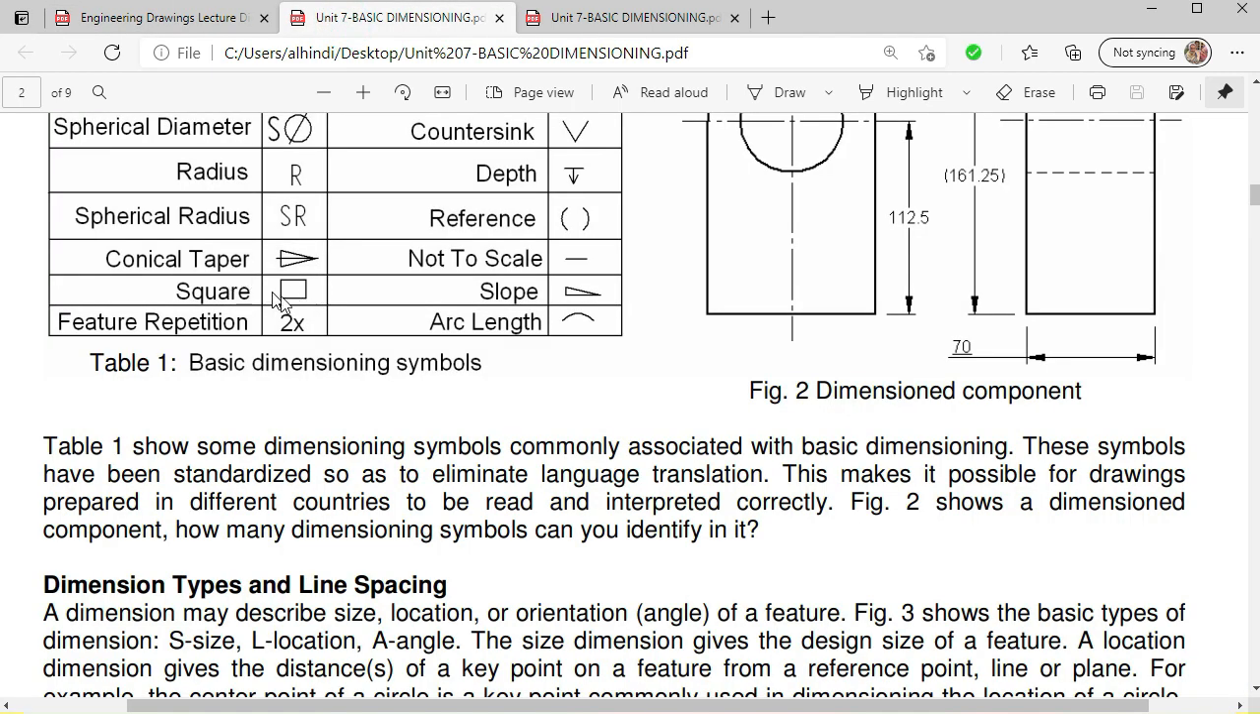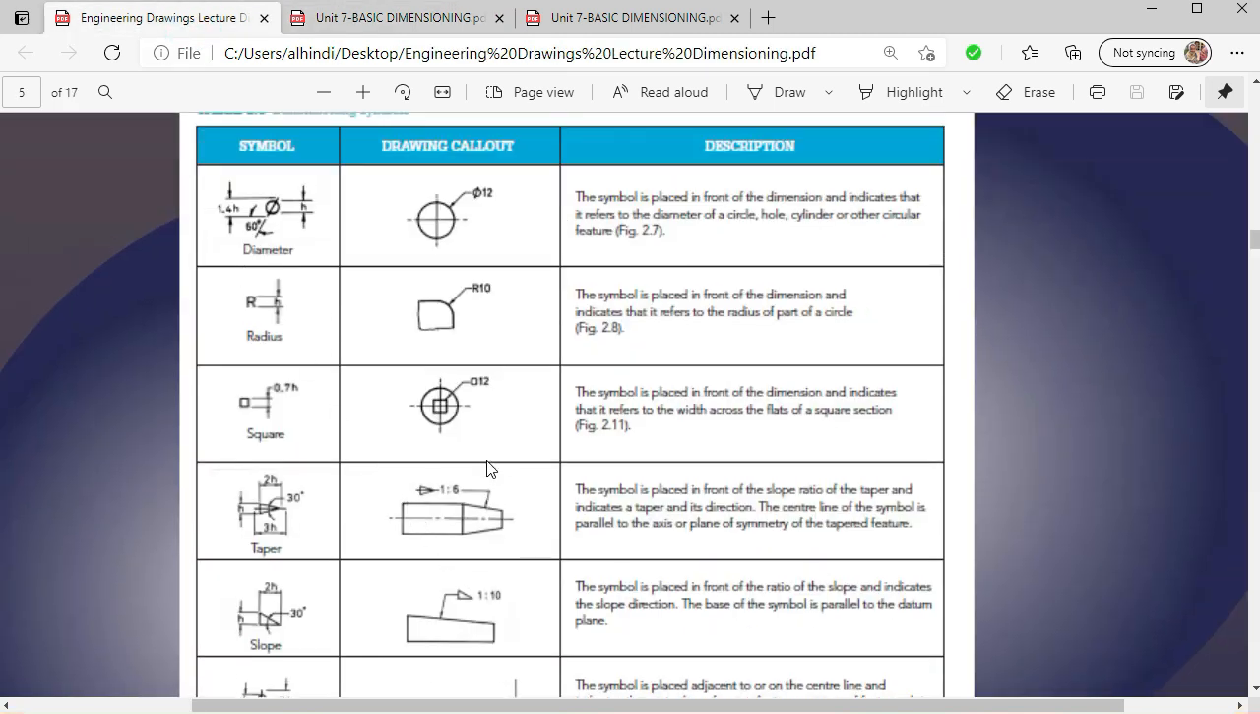Then the next one is a square. The square symbol is used when all the sides are equal. As you can see here, they are all equal, so we just use this square symbol and denote as 12. Means the edge of one side, because all the sides are the same, so just telling one is sufficient. So square 12 in this case.